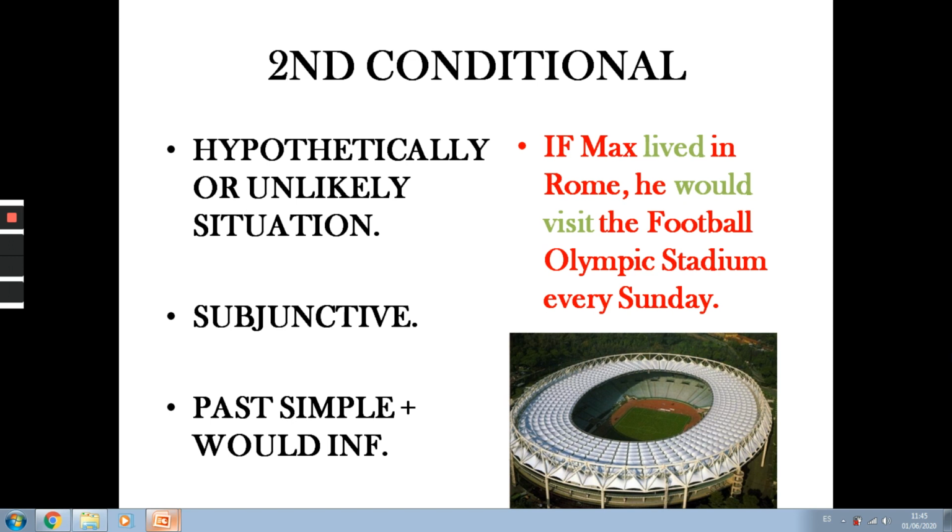If I drank water, I would be healthier, which means I don't drink right now. So if I was planning to start doing that activity, I would be healthier, which I am not right now. So this is a hypothesis. This is a situation which right now is not happening. It's very unlikely to happen. It's difficult to happen, but it's not a closed option.